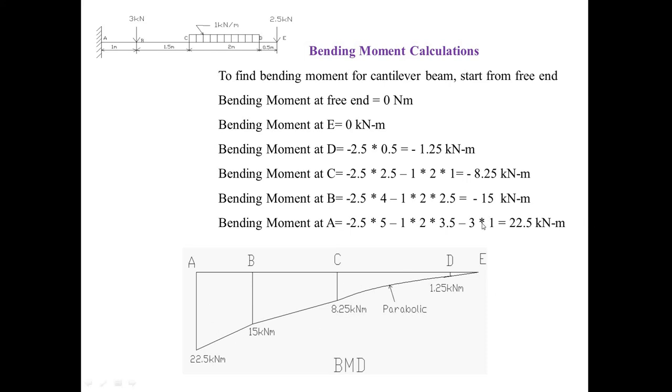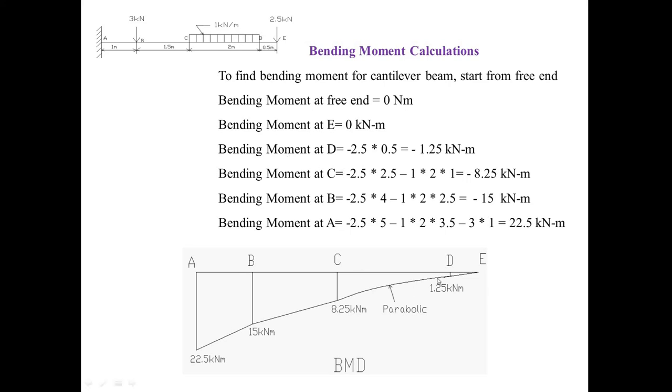So draw the diagram. It should be equal to negative over here. Whenever it is negative, from the horizontal line you have to plot in the downward direction, because it is minus. So minus 22.5, minus 15, minus 8.25, and here it is a parabolic curve, because it is a uniformly distributed load. The convention is that whenever it is a uniformly distributed load, in the shear force diagram it will be an inclined line, and in the bending moment diagram the curve will be a parabolic curve.